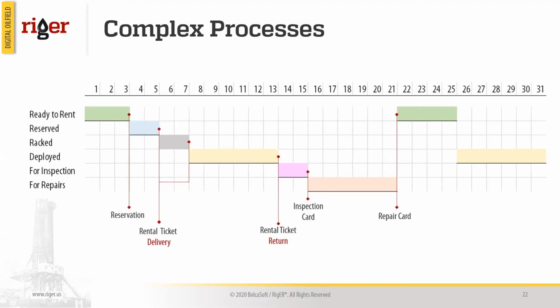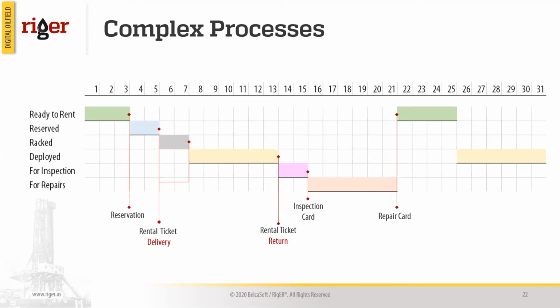So, ready to rent status: when we do the reservation, we reserve a particular unit number to the particular job, and after that they can move equipment to the field through the delivery ticket. However, usually it takes time, a couple of days, maybe a day, to set up everything and start generating the revenue.